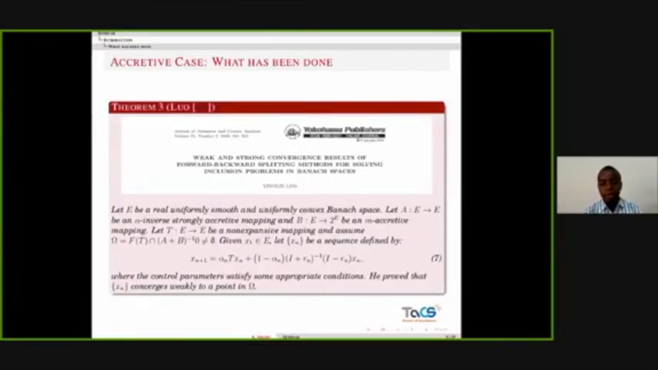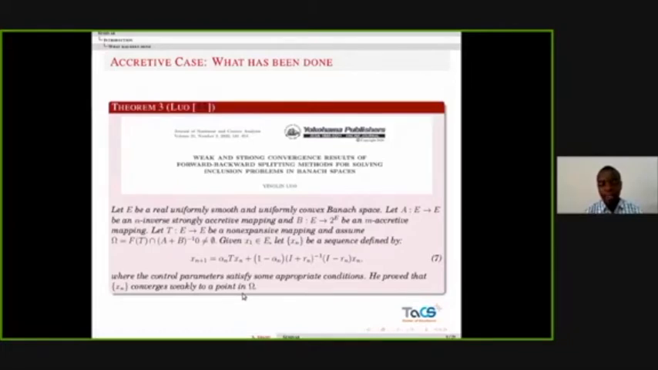In 2020, Lu gave an accretive extension of the inclusion problem 4 in Banach spaces that are uniformly smooth and uniformly convex. Lu introduced and studied the iterative algorithm 7 under the assumption that the operator A is alpha inverse strongly accretive, B is M accretive, and C is non-expansive. Lu proved that the sequence Xn generated by algorithm 7 converges weakly to a solution of the inclusion problem 4.